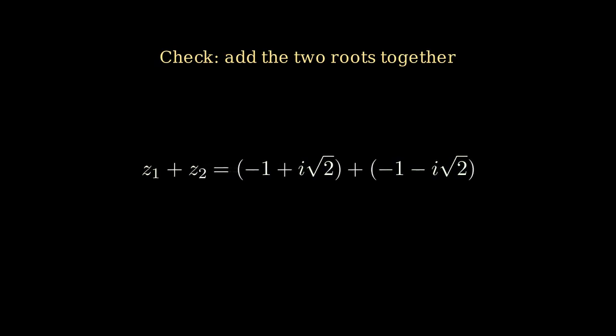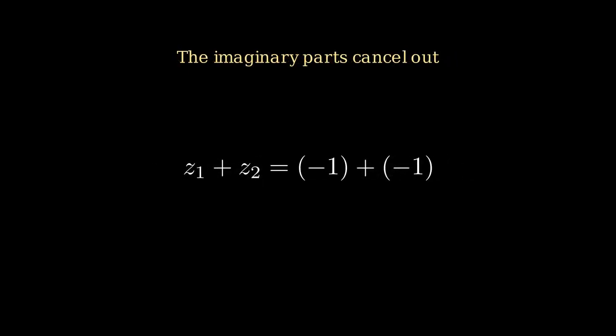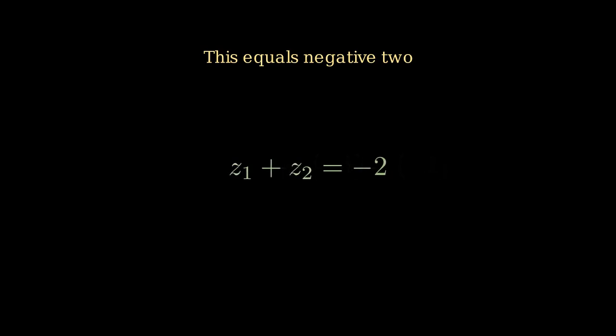If we add the two roots together, the imaginary parts cancel out, leaving -1 plus -1, which equals -2. This matches the original equation, since the coefficient of z was 2, confirming our two roots are correct.